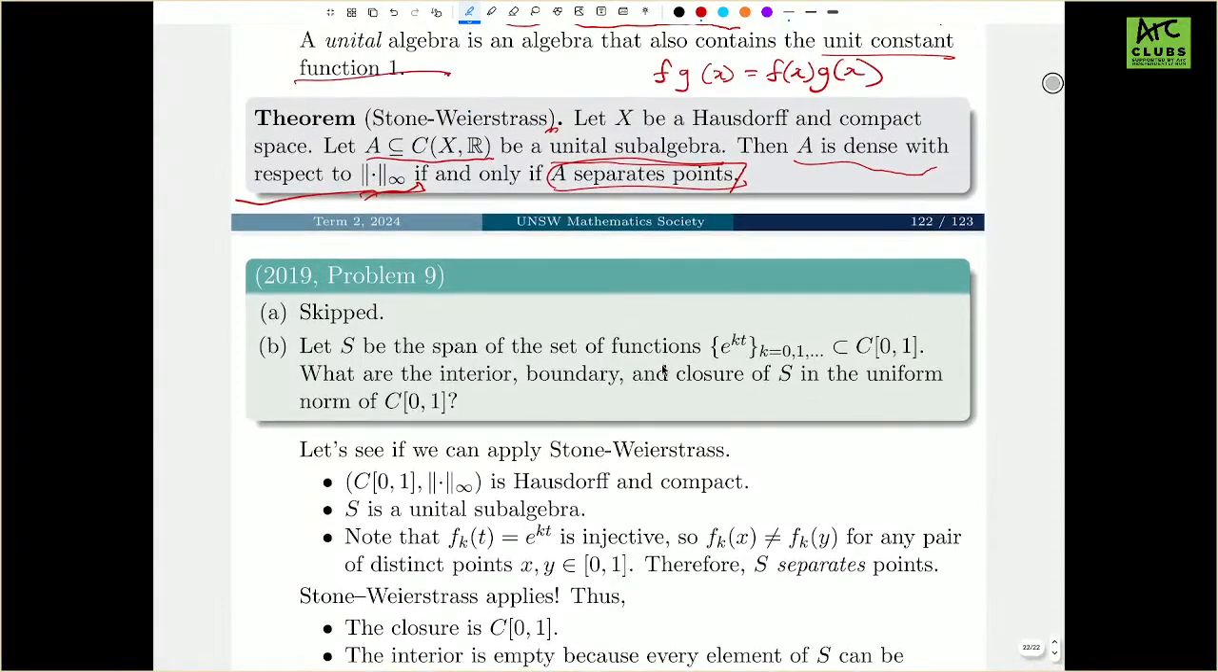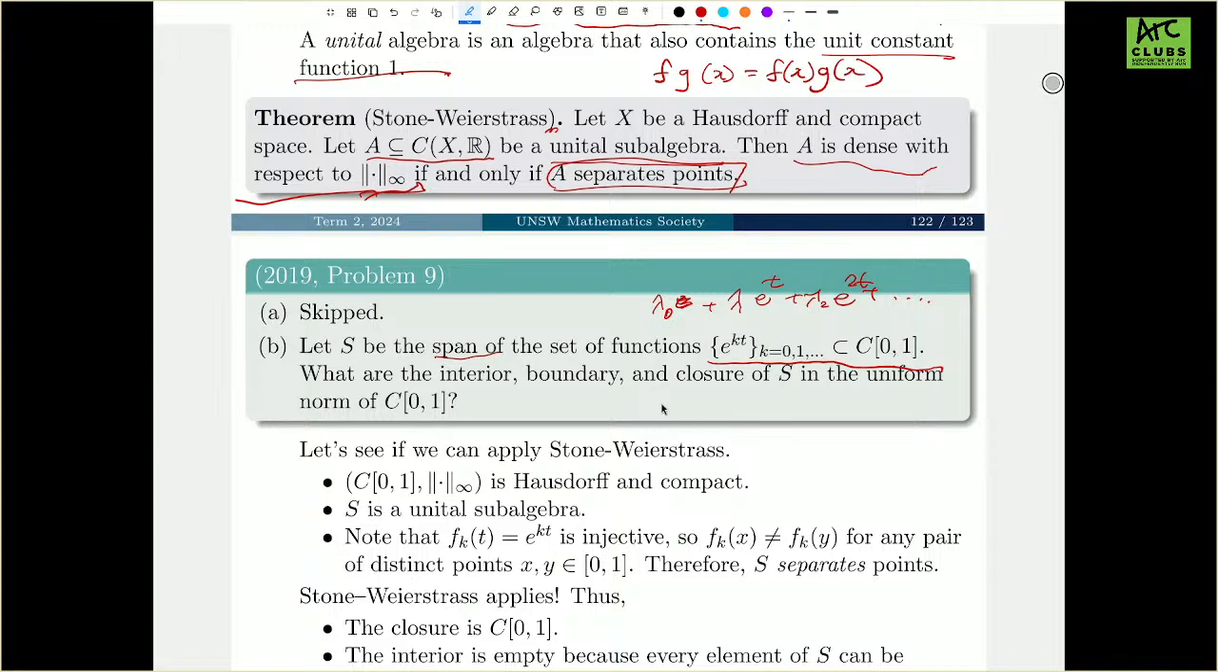Okay, so suppose S is the span of these functions, so the simple exponential ones. Span is understood in terms of linear combinations. So any function of the form lambda 0 e to the 0, just lambda 0, plus lambda 1 e to the t plus lambda 2 e to the 2t plus so on. That's what it's going to look like.